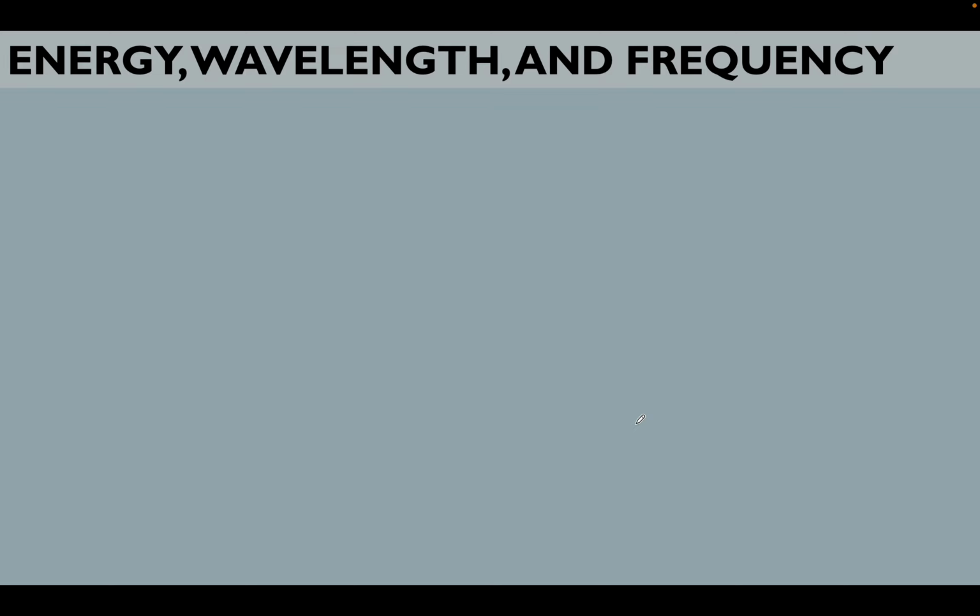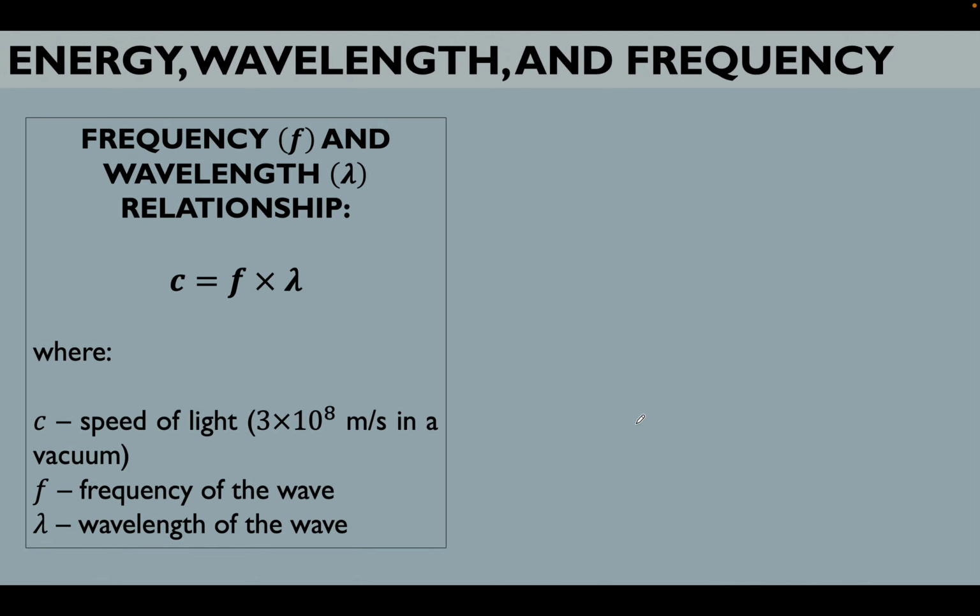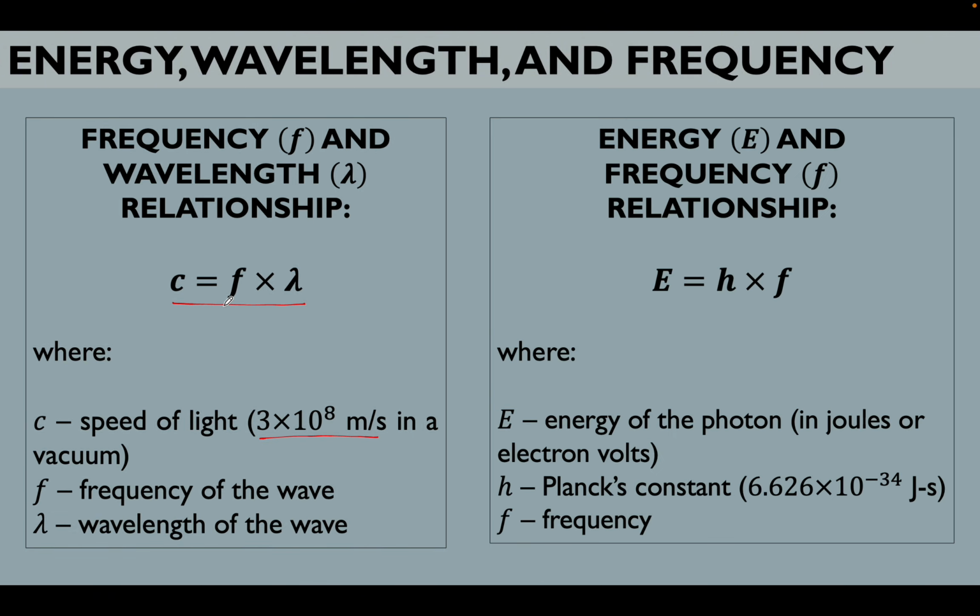Now, for the frequency and wavelength relationship, we have this formula c = fλ, where c is the speed of light, equal to 3 × 10^8 meters per second in a vacuum, f is the frequency of the wave, and λ is our wavelength. So that is for the frequency and wavelength relationship. While for the energy and frequency relationship, we can use this formula E = hf.